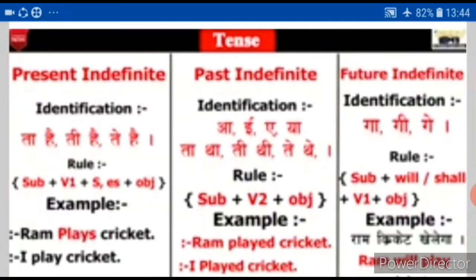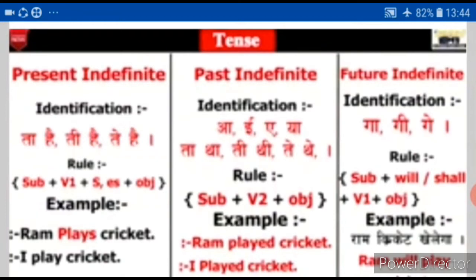In the same way, now past indefinite tense, its identification: a, e, a, ya, ta tha, ti thi, te the. Its rule: subject plus second form of verb plus object. Here, if you are using a negative sentence, then you should use did not. Ram played cricket. And negative, Ram did not play cricket. I played cricket. I did not play cricket. If we are using an interrogative sentence, then did will be used in the beginning of the sentence.